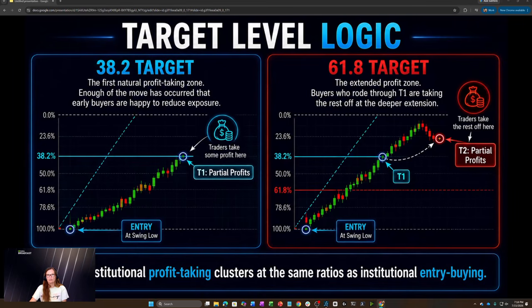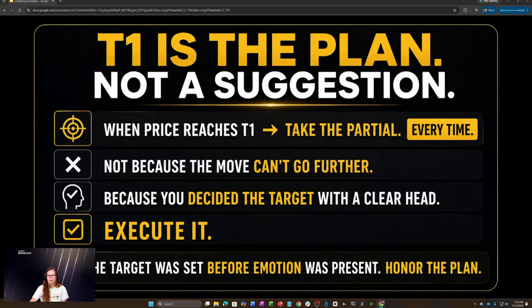Now, why do I use the 38.2 and the 618 specifically for targets? It's the same reason they work for entries. These are the proportions where institutional capital has historically taken profits. The market's natural reward exhaustion tends to occur at these levels. Just as its pullback exhaustion occurs there, it's the same psychology, but working in both directions. And here is the discipline point that goes with the secondary Fibonacci.